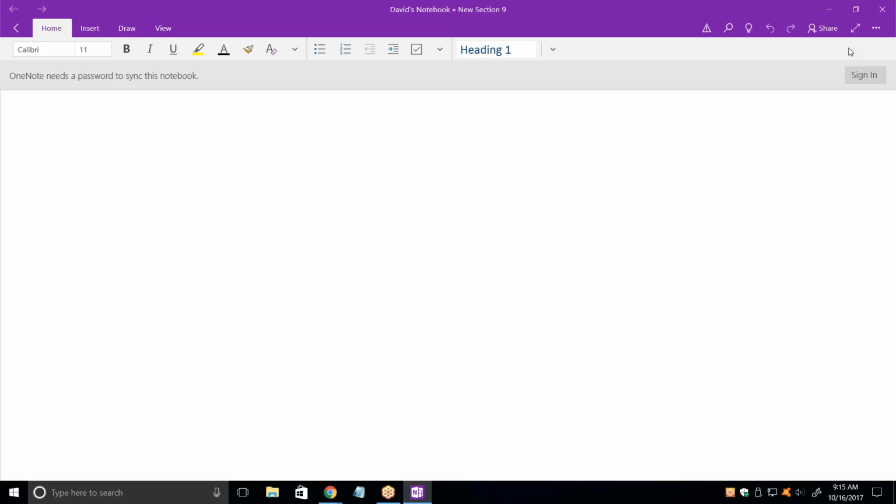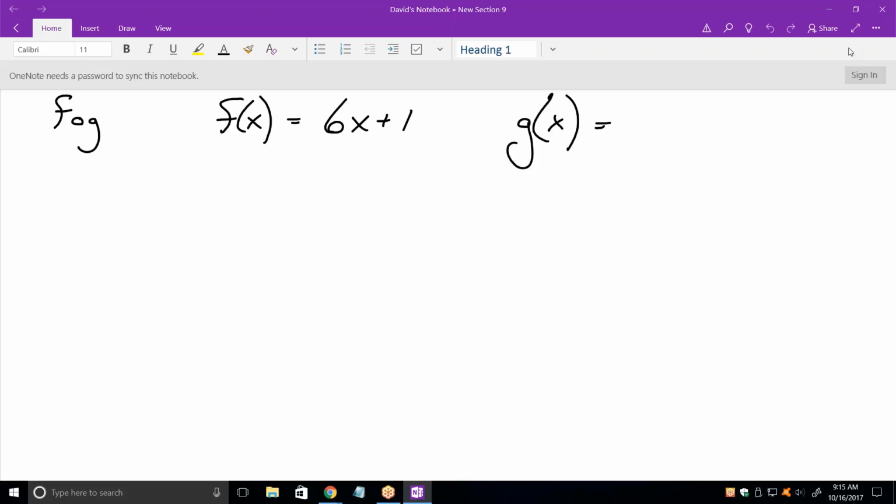All right, so the thing I have for this morning is find the given functions of f o g of x and g o f of x, and f of x equals 6x plus 1, and g of x equals the square root of x. Yeah, it's just the square root of x. Okay. So what's f o g? Do it step by step.